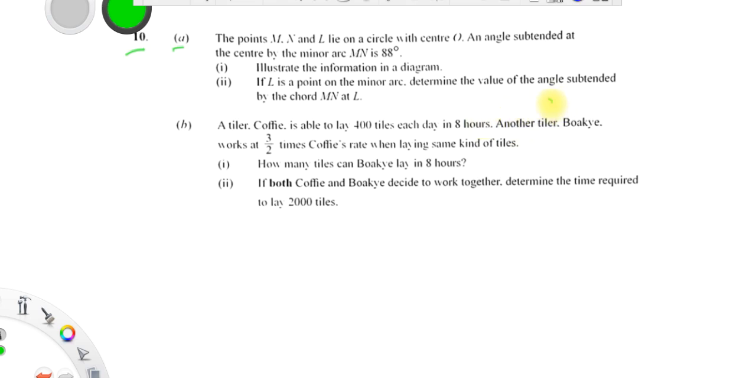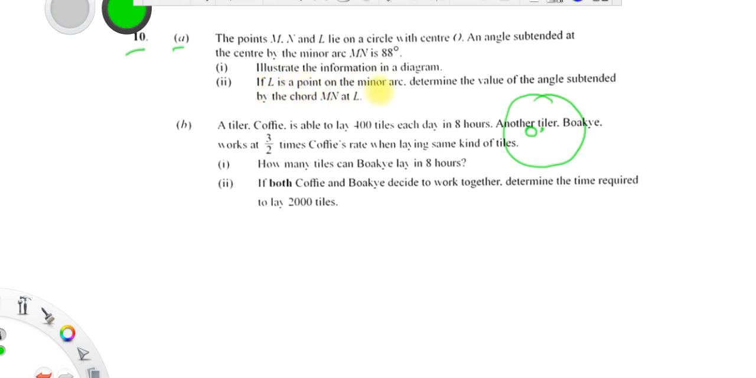So if you have a circle, let's say this is the circle, then we are told that M, N and L lie on the circle, and the center is O. So you can put the center there. But coming down here, look here: an angle subtended at the center by the minor arc MN is 88 degrees. Fine, nice.